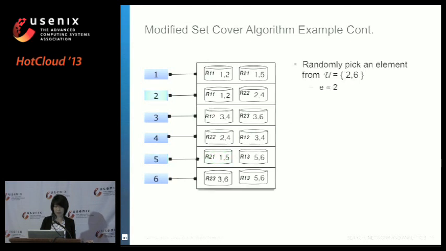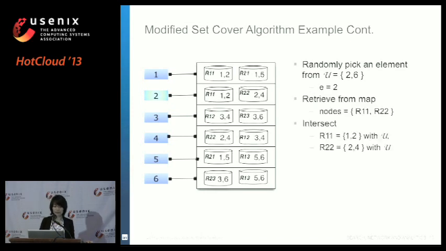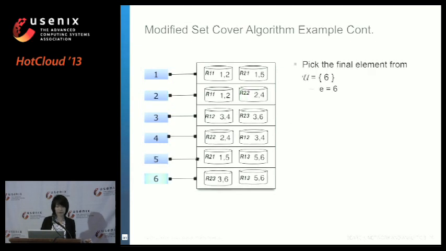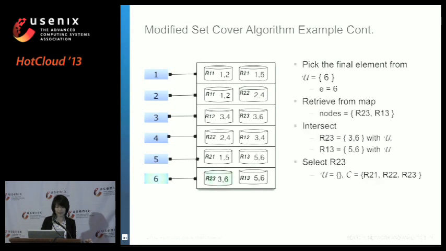So in the next iteration, I do the same thing. Randomly select one element from the remaining set. Only perform set intersection between this set and the nodes that store this randomly selected partition, and select the one that offers the biggest coverage, and remove the set intersection. And I do the same over and over again until every single partition is removed from the input.